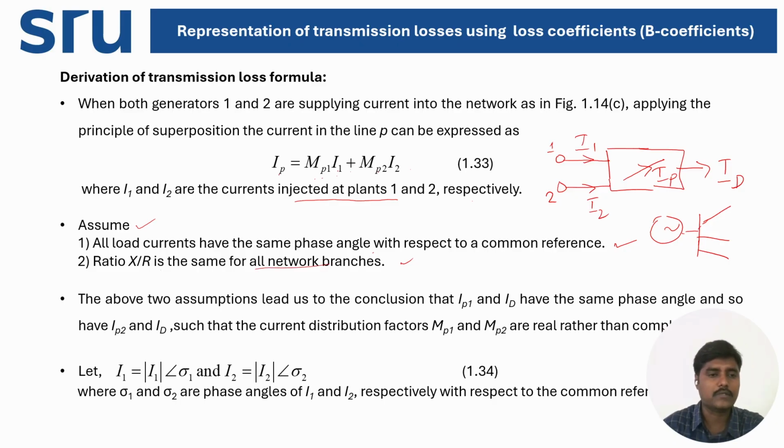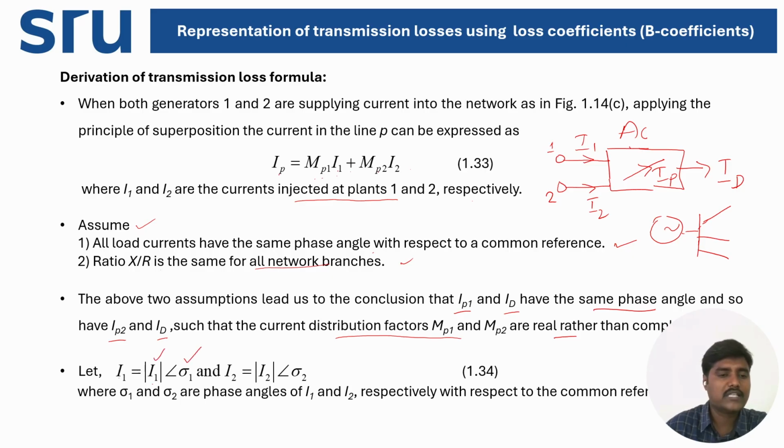That is the second assumption. So by using two assumptions, now you can say IP1 and ID have the same phase angle. Similarly, IP2 and ID also have the same phase angle, so that the current distribution factors can be made real instead of complex. The currents are basically AC currents, because the system we considered here is an AC network. So in the AC network, the currents can be expressed in the form of their magnitudes and angles.